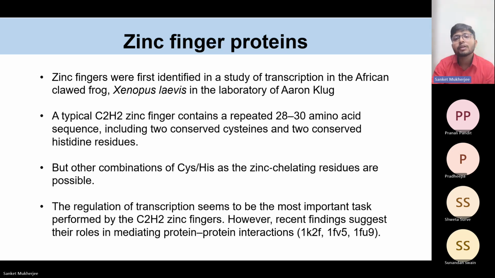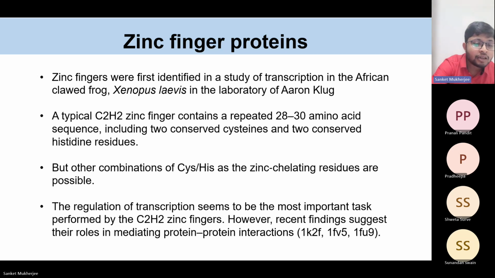These are important because these will be the residues that will interact with the zinc finger moiety. I mean the zinc ion. But other combinations are also possible. They are also present. So the regulation of transcription seems to be one of the most important tasks performed by these C2H2 zinc fingers. And since transcription is something that happens in all the cells, their abundance is also pretty high.